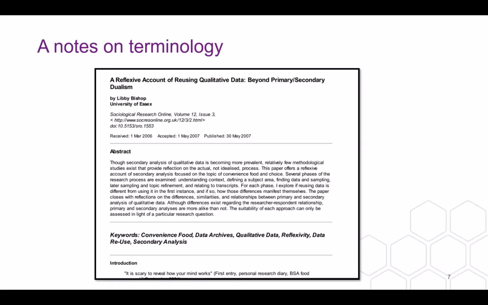So in 2007, Libby Bishop wrote this article on the primary-secondary dualism. Basically, she was making the argument that there might be a privileging of methods where you go out and collect data yourself, and using terms like secondary analysis or secondary data sometimes may reinforce that hierarchy, but actually primary and secondary analysis are a lot more similar than different if you fully considered all of the key methodological issues of secondary analysis as a method.